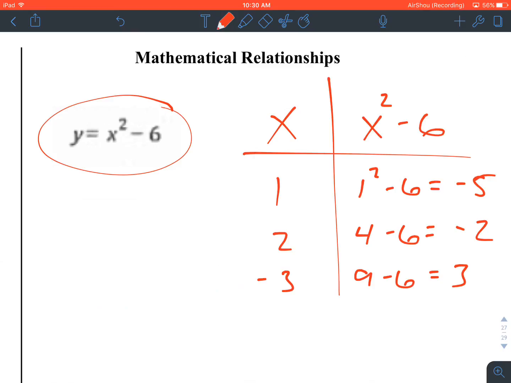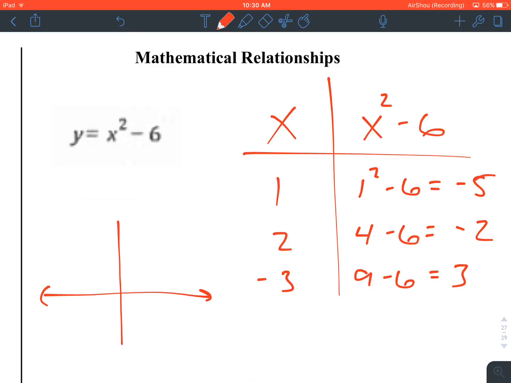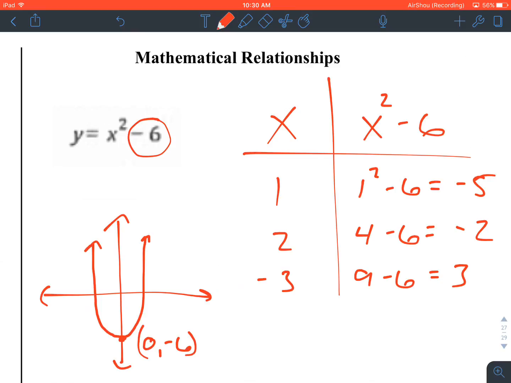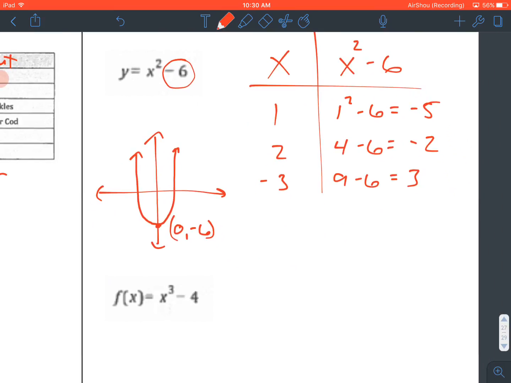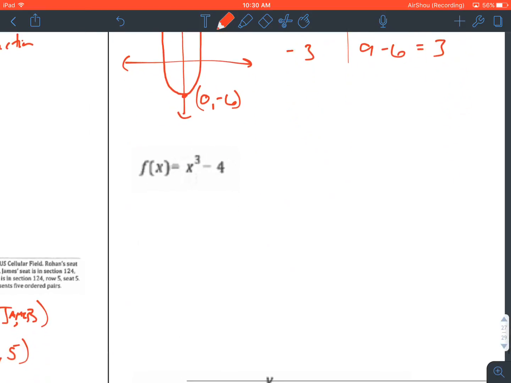If we were to graph this, if you've had Algebra 2, you should know how to graph this, or maybe you haven't got to it yet. Depends on when you're taking this class. But the y-intercept is a negative 6. It's a parabola that opens up. So the graph looks something like this. Not a real problem, just showing you these different relationships.